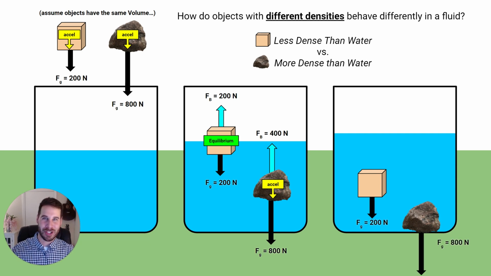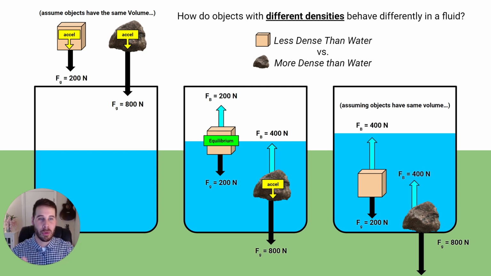Again, gravity never changes in these circumstances. Force of gravity on the box is going to be 200 newtons. Force of gravity on the rock, still 800 newtons. And the rock has now hit the bottom and is no longer moving. So what's the buoyant force on these objects? The full buoyancy force of an object of this volume, we already determined, and we're saying they have the same volume, is 400 newtons. So that's what they're both going to be feeling because they're both fully submerged.